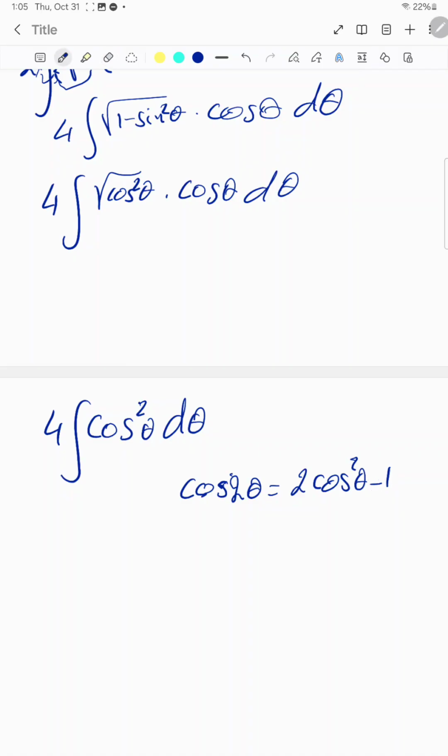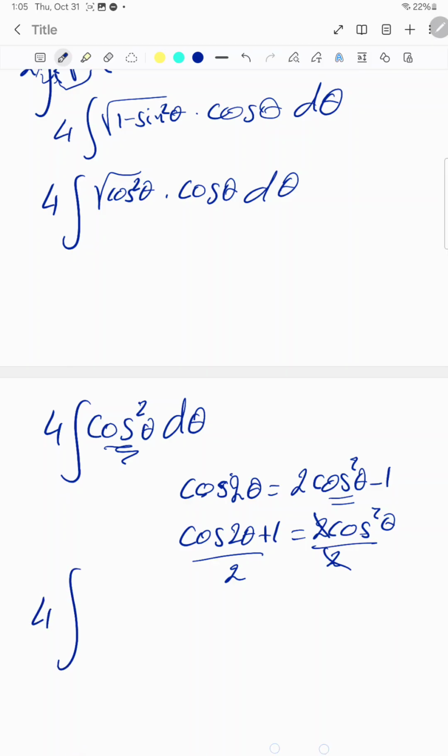Perfect. So if I want to isolate my cos square of theta, I will have cos 2 theta plus 1 equal to cos square of theta. I divide here by 2 and I divide here by 2. That 2 and that 2 would go out. So cos square of theta would be equal to cos of 2 theta plus 1 divided by 2. So I will replace that cos square of theta.